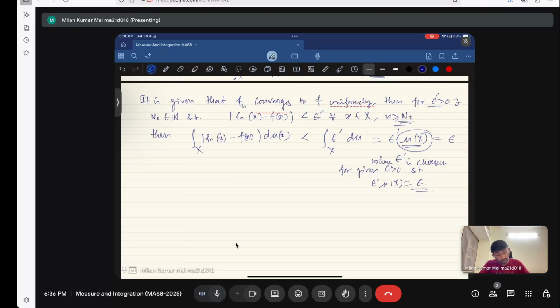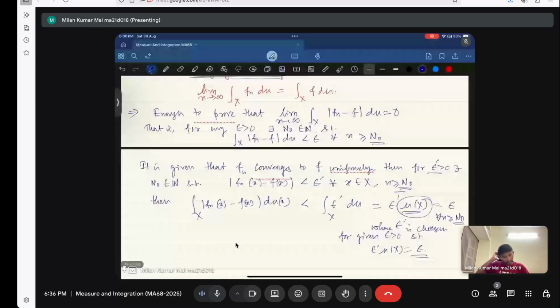So that means we are done then for all n belonging to the natural numbers. So what it says is that for every epsilon greater than 0, we have to find an n naught which satisfies this condition. This is what we have to do. Now for the given epsilon greater than 0, we have chosen epsilon dash, given by epsilon dash equals epsilon by mu x.